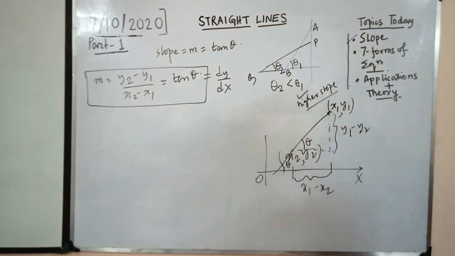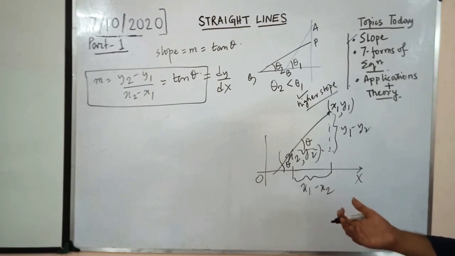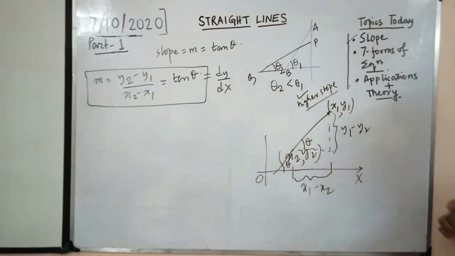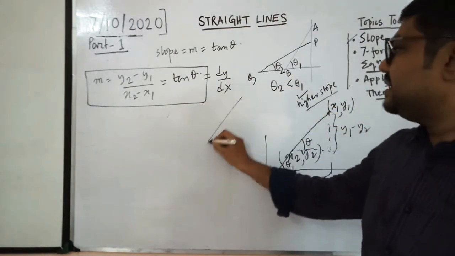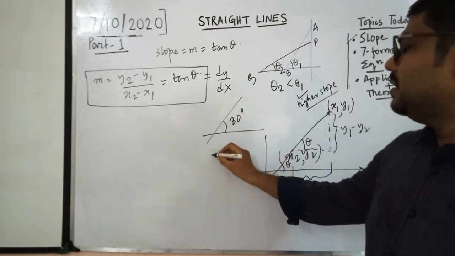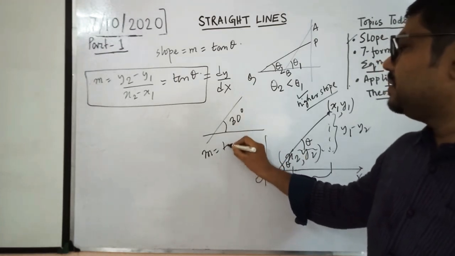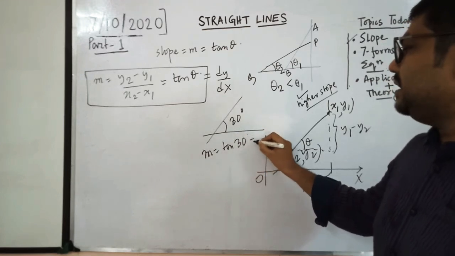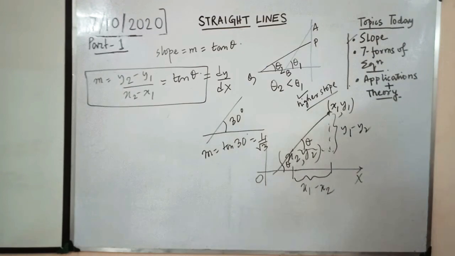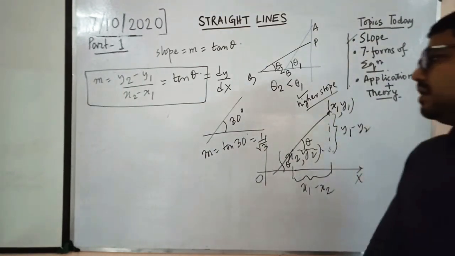Slope, mainly m, and theta are not the same. This is very important to note. If this angle is say 30 degrees, its slope will not be 30 degrees, but its slope will be 1 by root 3. So remember this, that theta and slope are not the same.